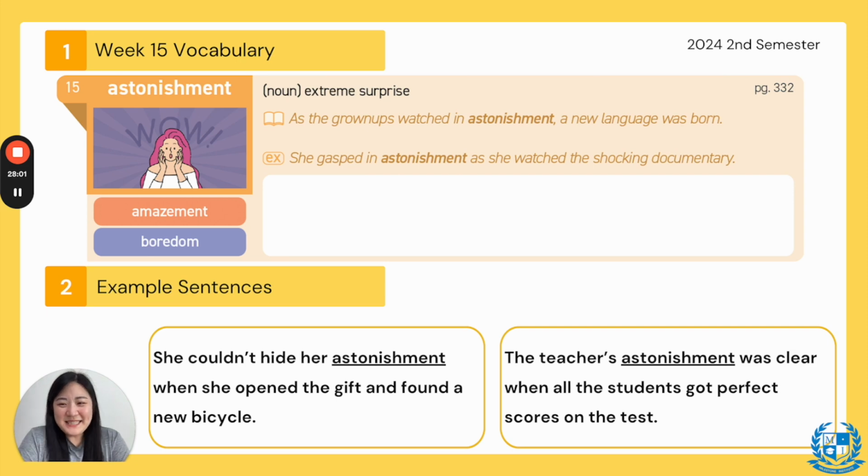Next one, I love this sentence. It says, the teacher's astonishment was clear when all the students got perfect scores on the test. I also had one class and they all got 100% on the vocabulary test, and I was like, oh my goodness, good job, everybody. And I gave everybody an extra $1.